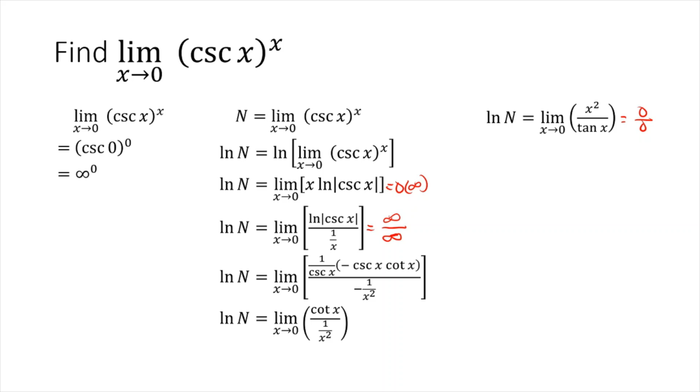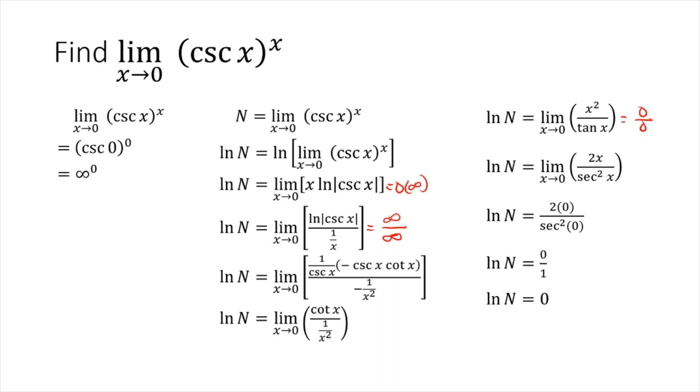Applying L'Hopital's rule again, we differentiate x squared with respect to x and get 2x, and then differentiate tangent of x with respect to x and get secant squared of x. Let's check. If we apply the limit as x approaches 0, we get 2 times 0 in the numerator, and in the denominator, secant squared of 0. 2 times 0, that's 0. Secant of 0 is 1. 1 squared is 1. So we get 0 over 1, that's 0.